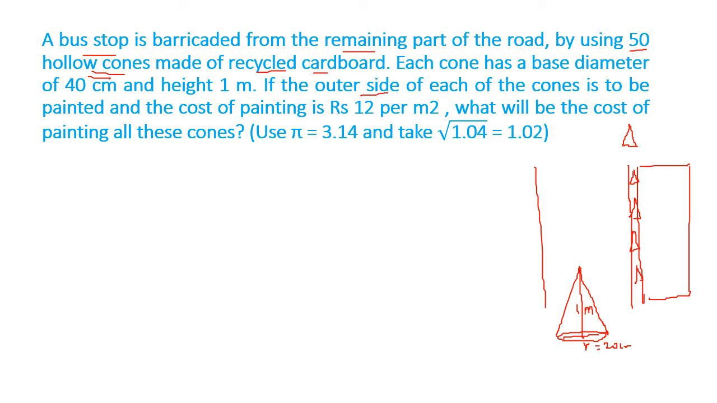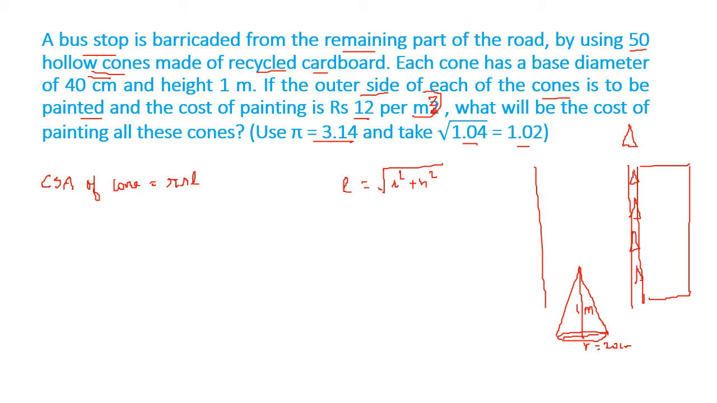Outer side of the cones is to be painted. The cost of painting is rupees 12 per meter square. What will be the cost of painting all the cones? They told us to use pi as 3.14 and root 1.04 as 1.02. So we are painting from the outside. So CSA of cone, what is the formula again? Pi RL. Do we know the L? No, we'll find the L. So L is equal to under root R square plus H square.